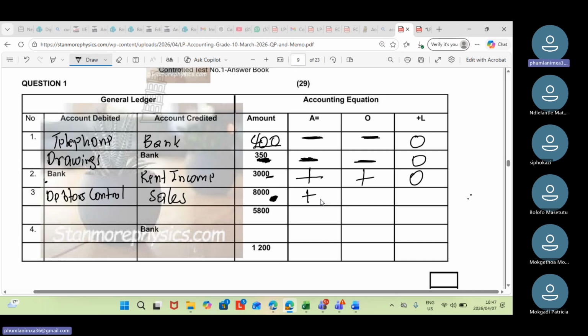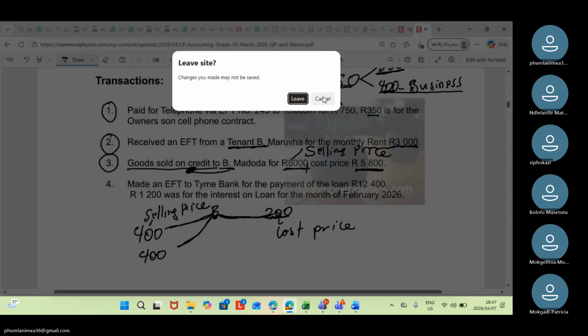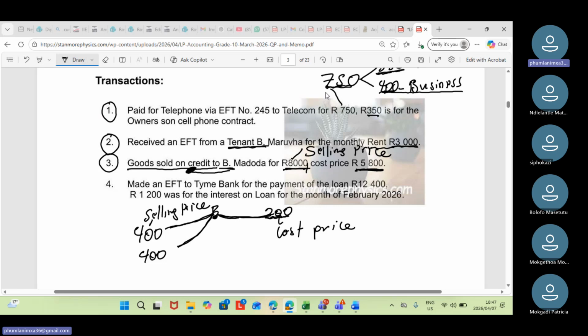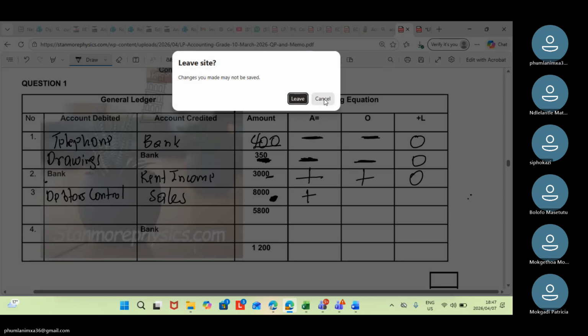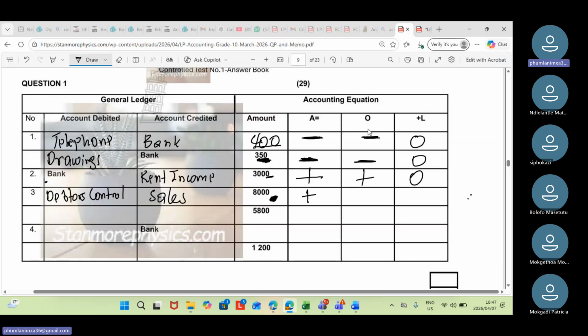So here we're selling goods on credit to debtor who? Debtor B, my daughter. So what will happen to owner's equity? Sales, guys, sales, this is actually an income. Sales income. Income, they have a positive impact on owner's equity. No impact on liabilities.